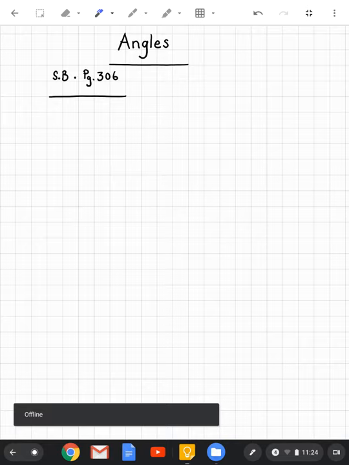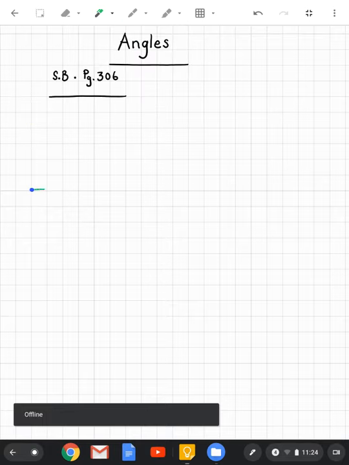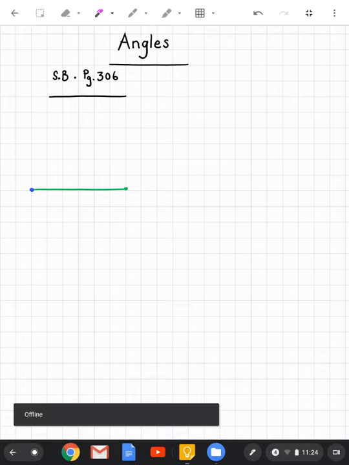Let us see how. For example, this is the start point. This is the first line segment, and this is the second line segment. They have the same start point, but they have different directions. So the distance formed here between them, we call it angle.